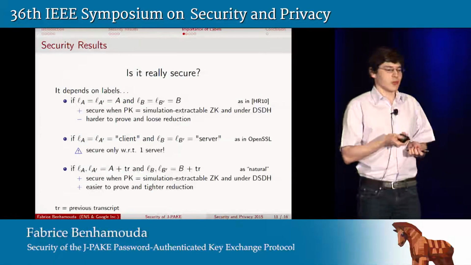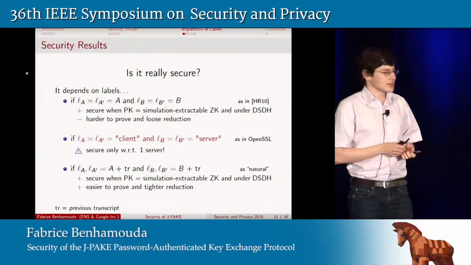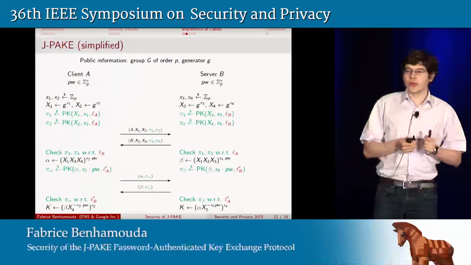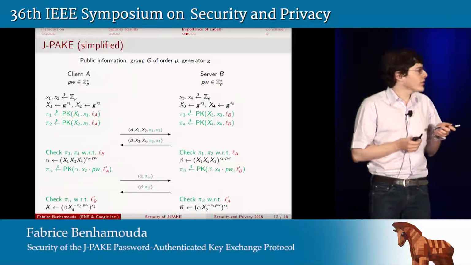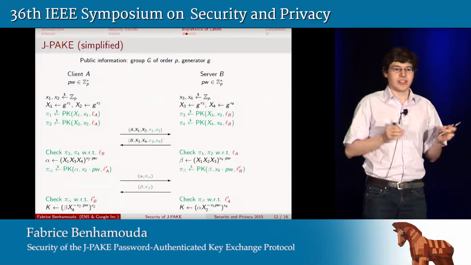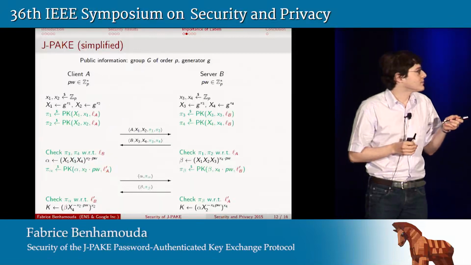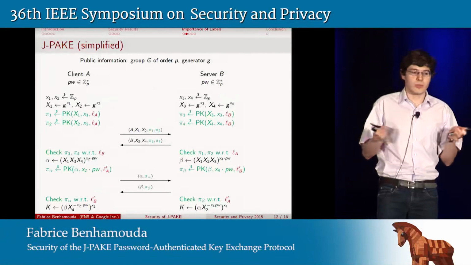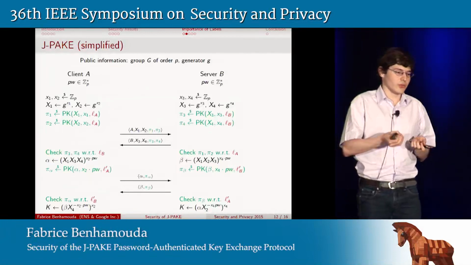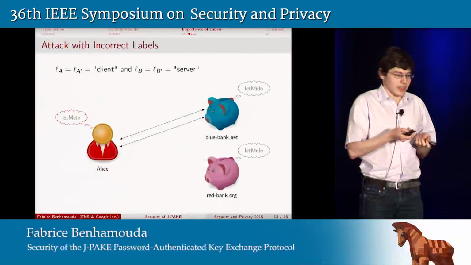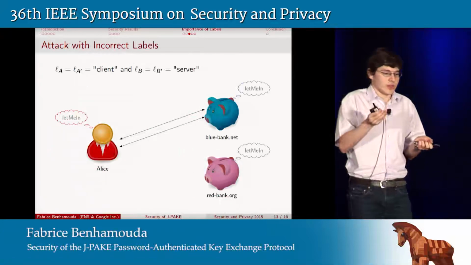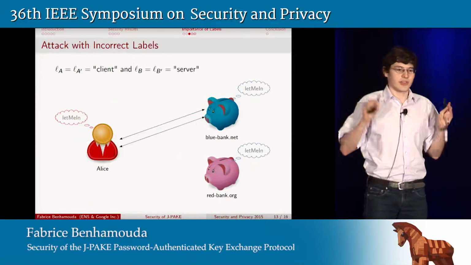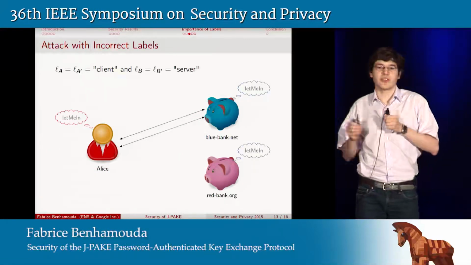So back to this label problem. So why is this bad to use these labels? If you look carefully at the protocol, the labels are the only part where you can potentially identify the identity of the two users. So there is no other place where the identity of the two users appears in a secure manner. And so that means that if you use for the label of the client just the same bit string, and for the label of the server always the same bit string, you will have a problem.